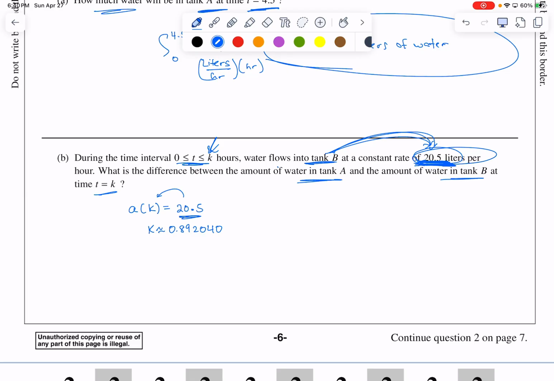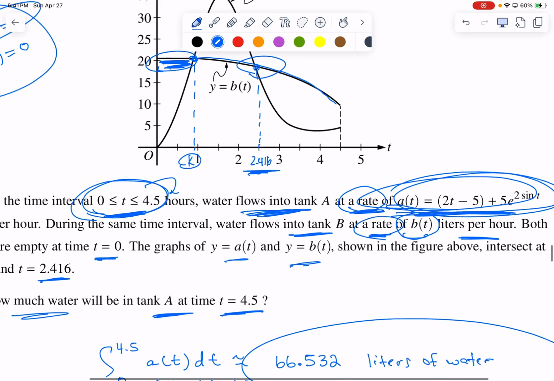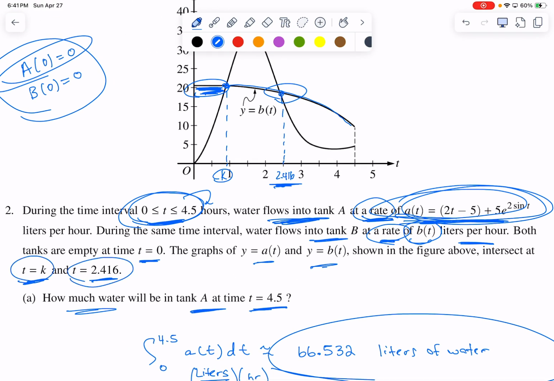Did you type in your A of T into Y1, and 20.5 for Y2? So you have to see where they cross from 0 to 4.5. I just didn't have the window. It crosses at 2 points. We already know that one. They gave us that one in the directions, remember? We're only looking at this first part from 0 to K. If you look at your graph up here, K is right here. We don't need the other one because they already told us what it was in the directions. They say it crosses at T equals K and T equals 2.416.